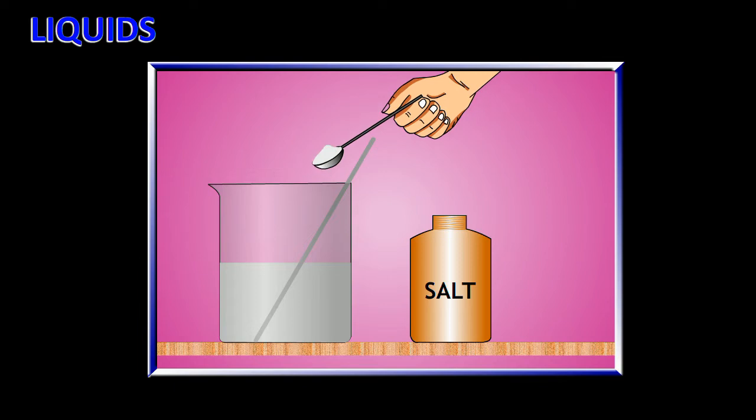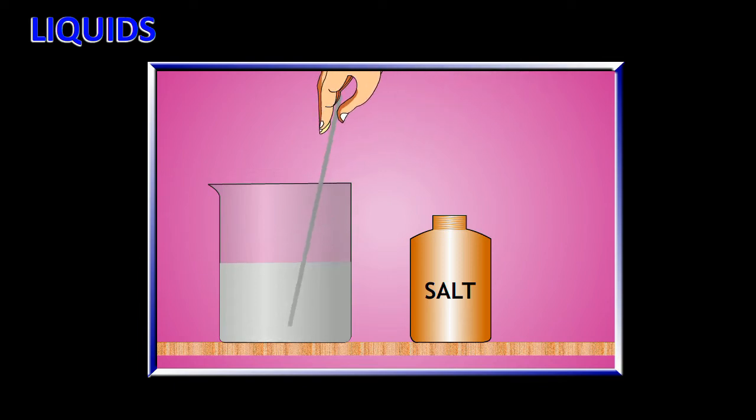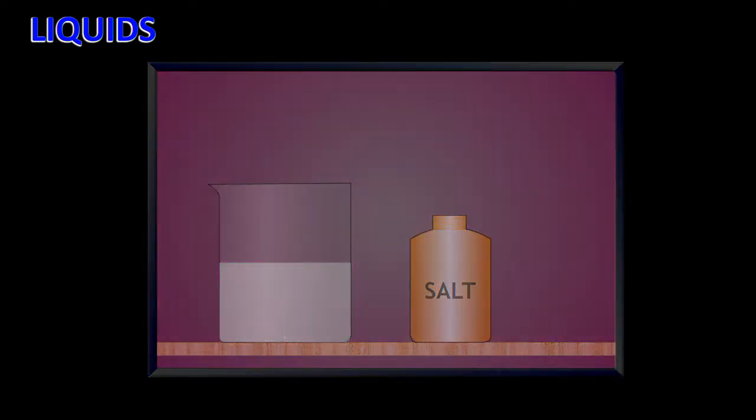When some salt is taken and mixed in water by the help of stirring rod, the particles of the salt occupies the space in between the liquid particles. This means the solid particles are no longer closely packed.